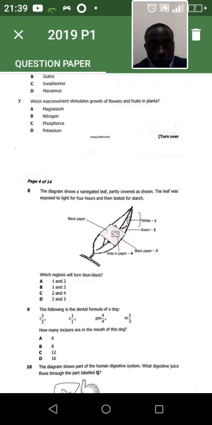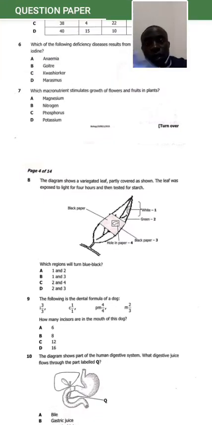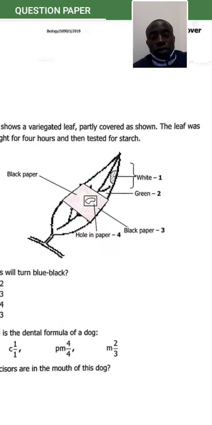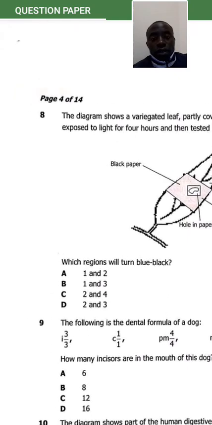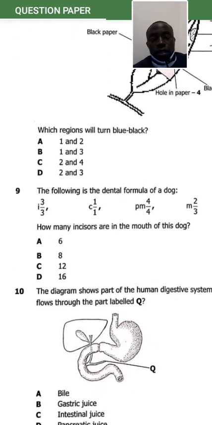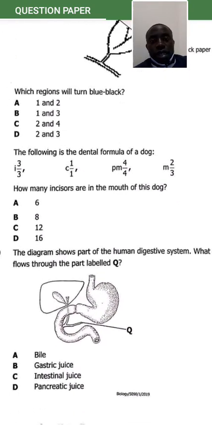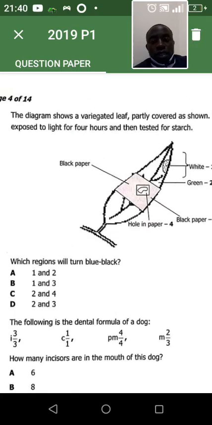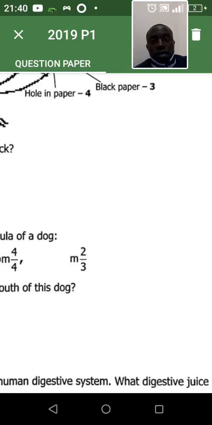The one that is going to turn blue black is the uncovered part. So the correct answer is A, 1 and 2. So 1 and 2 is the one that is going to turn blue black. Sorry, my camera there is not well settled.